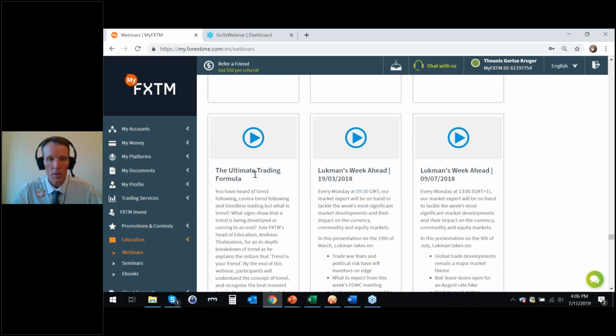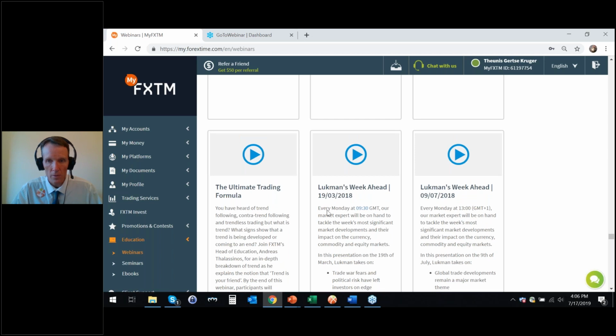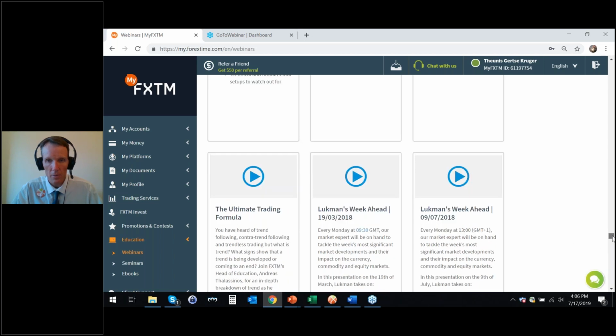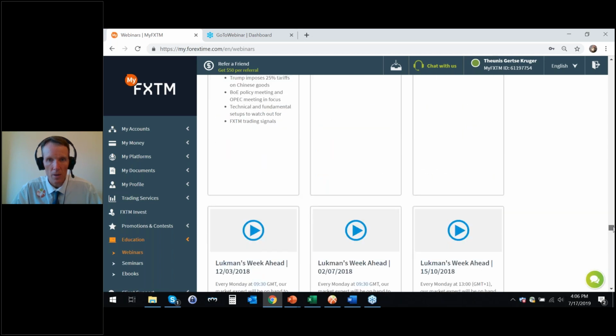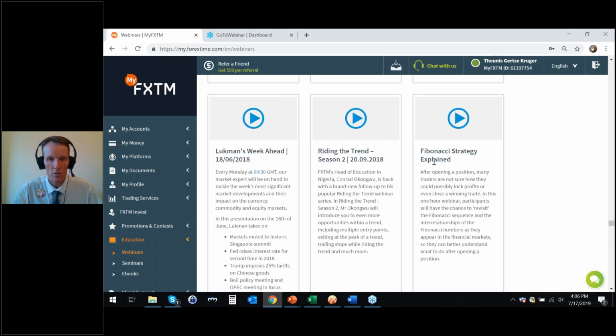Right, this is the one. It's the ultimate trading formula. If you listen to that, then the head of our education department will explain to you. This is where you catch the first impulse wave. A little bit more risky, but depends on you. It's the ultimate trading formula, and his money management is just a little bit up. Fibonacci strategy explained. So you're welcome to do this.